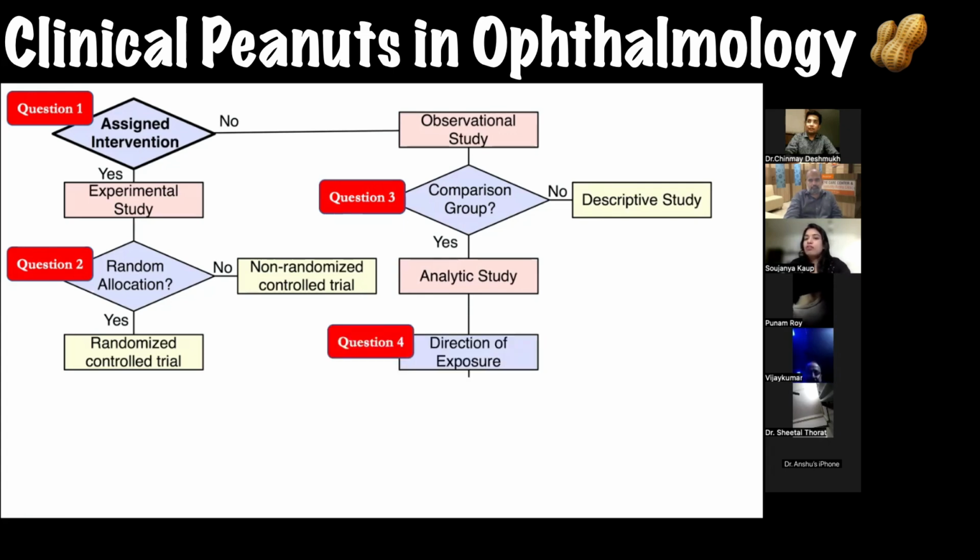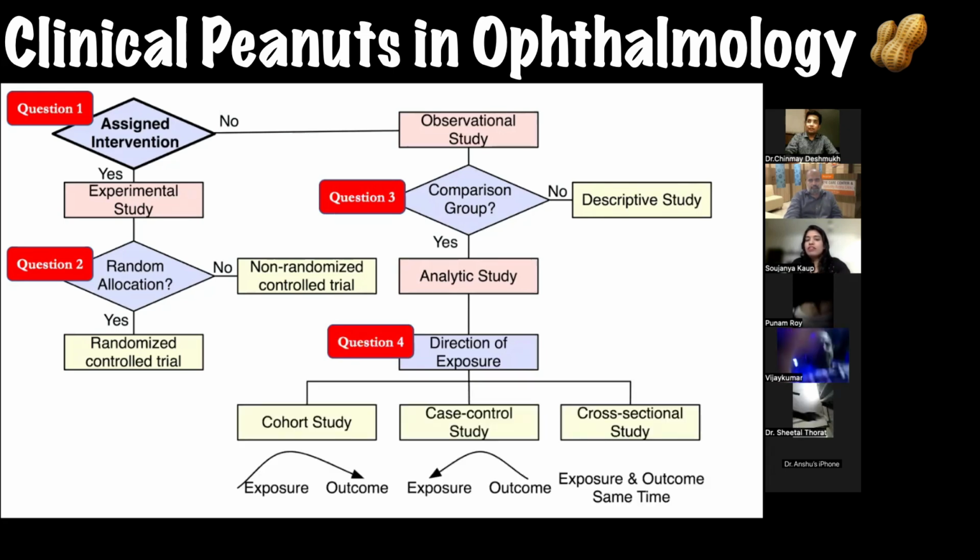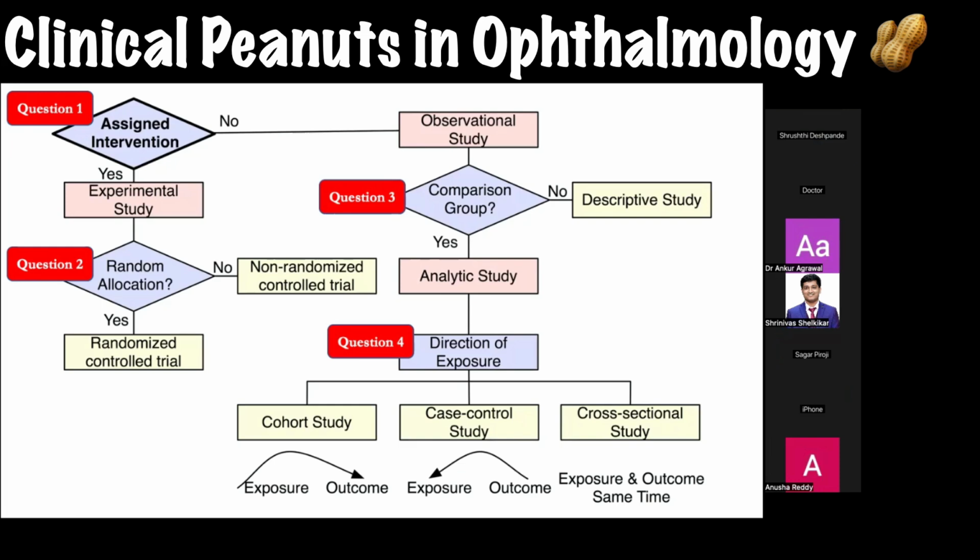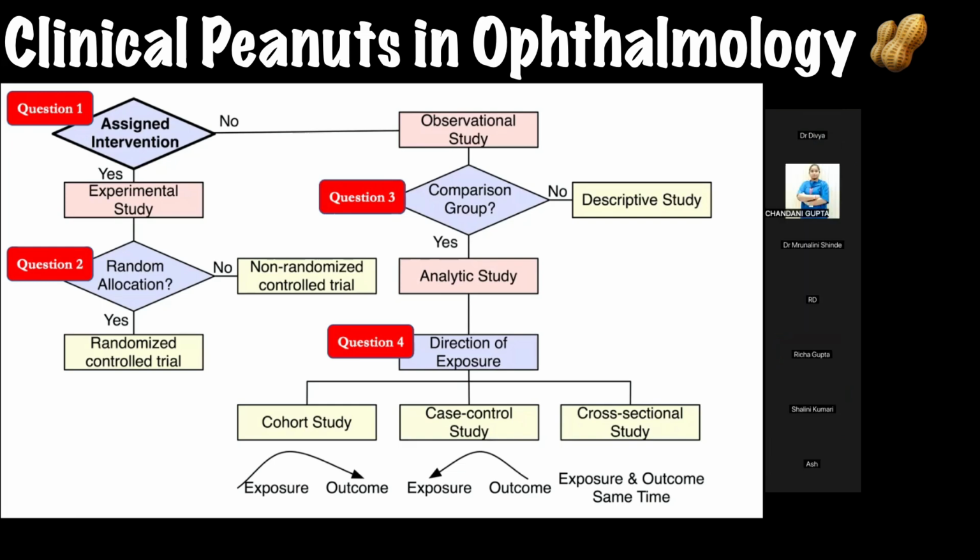Then you ask the fourth question: what is the direction of exposure? Are you going from exposure to outcome? Then it becomes a cohort study. Are you going from outcome to exposure? Then it becomes a case control study. Or are you going to look at the exposure and outcome at the same time? Then it becomes a cross-sectional study. So this one slide gives you the whole study design. What are all the study designs? What could possibly be used?